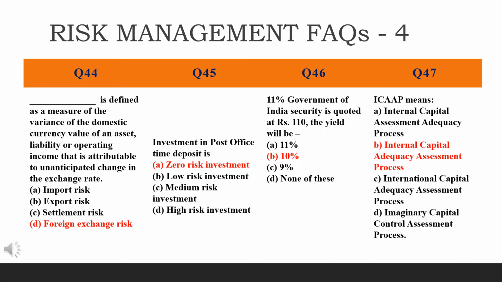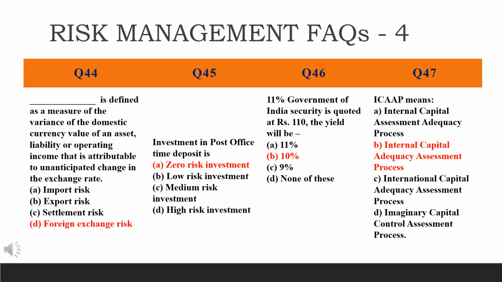Next comes 11% government of India, that is 11% GOI security, is quoted at ₹110. The yield, that is the interest, will be dash. How much will be the interest? See, 110, 11% is the rate of interest, government of India security. So the answer will be 10%. It's defined here itself.